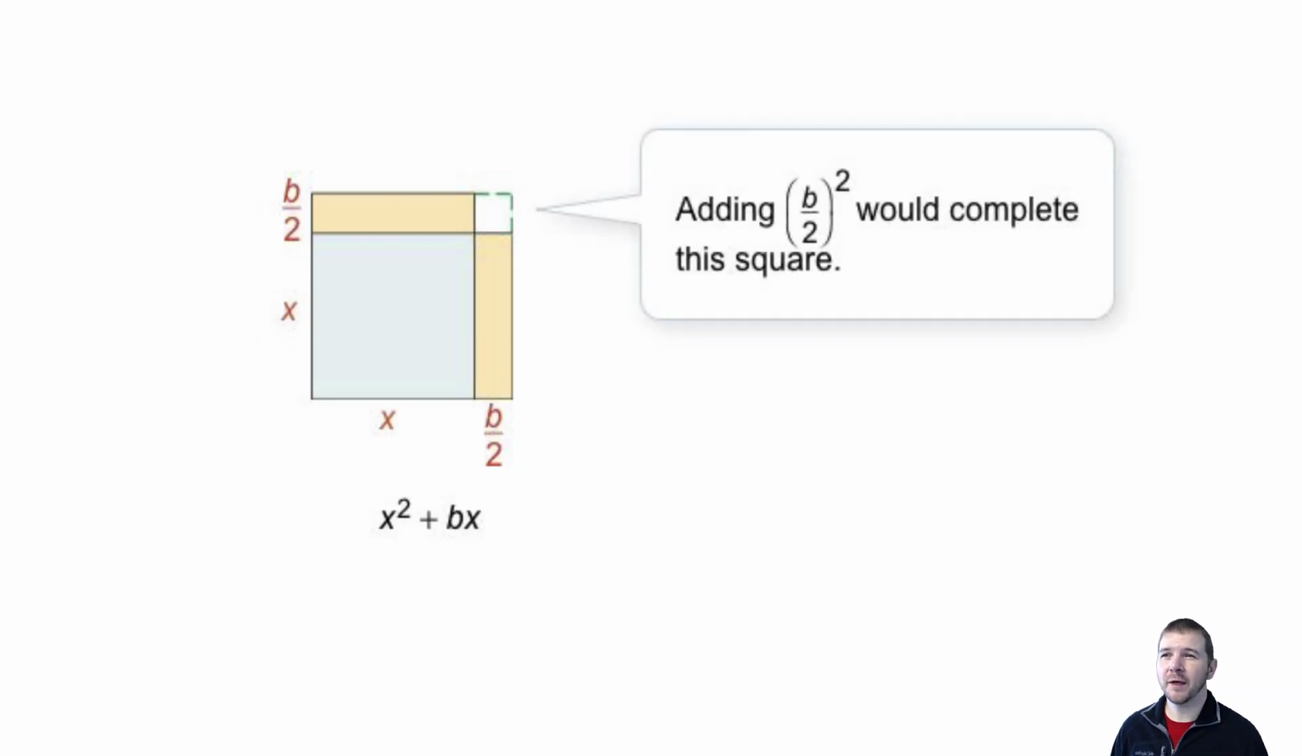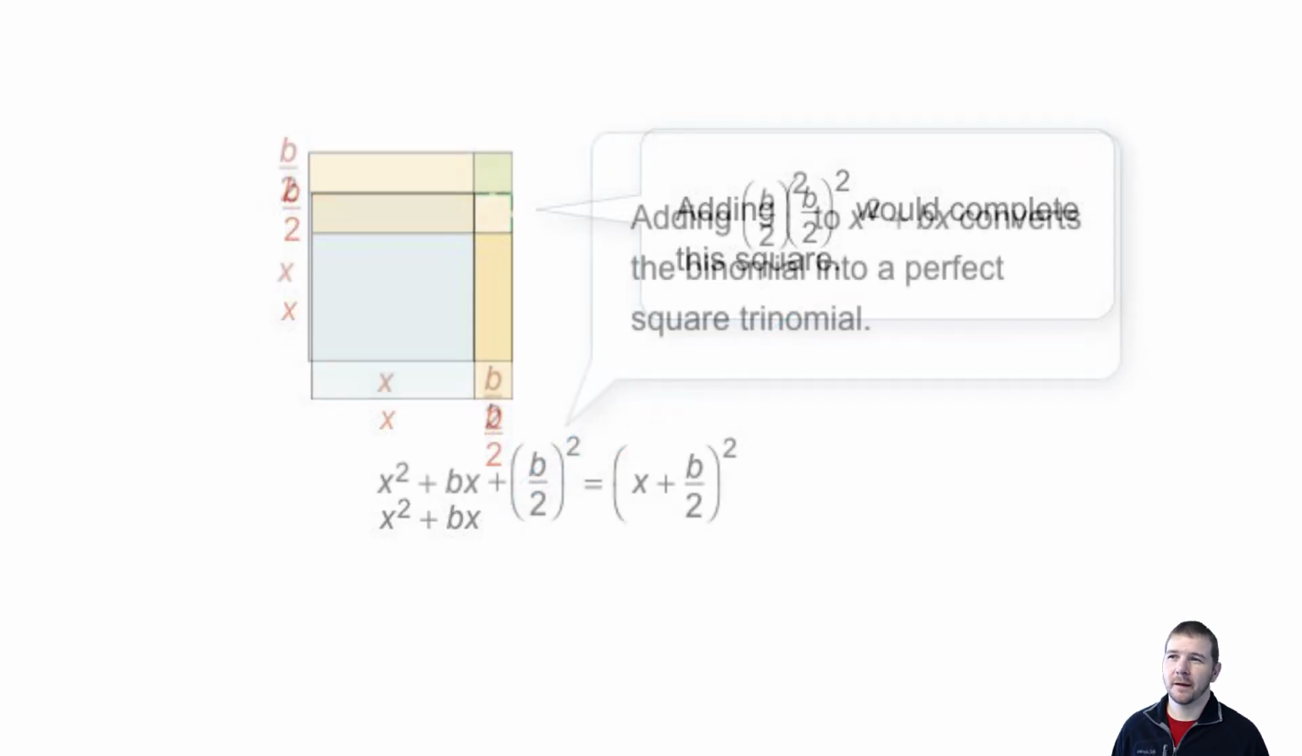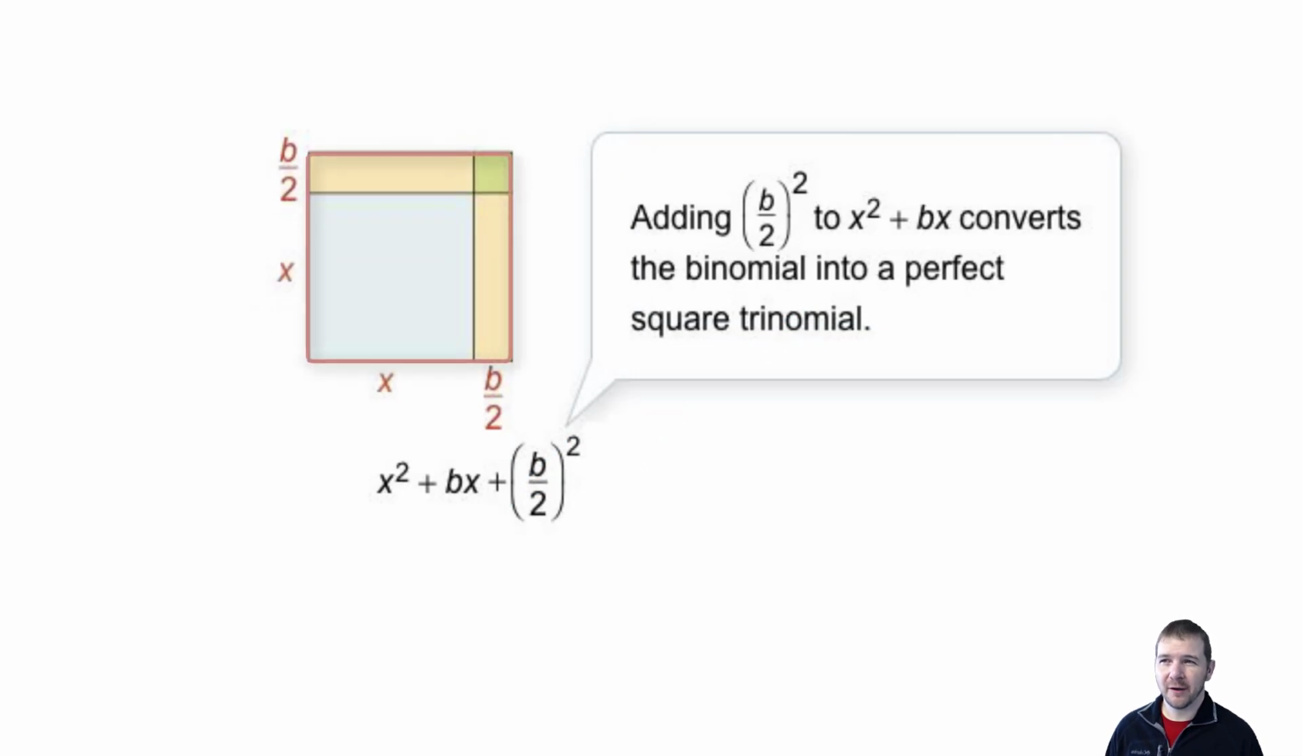What this means is if we add b over 2 squared, or half of b squared, as a constant to our expression, that would complete the square and form a perfect square trinomial. So here we have the diagram, a perfect square representing the expression x squared plus bx plus b over 2 squared. And that expression, a perfect square trinomial, can be factored as the square of the binomial x plus b over 2, as shown here.